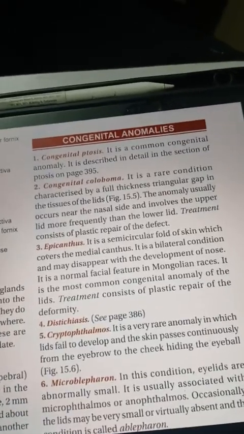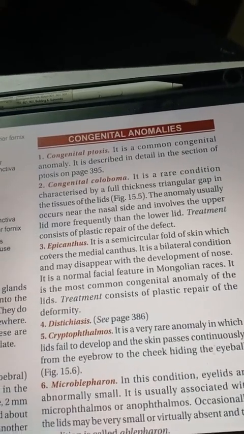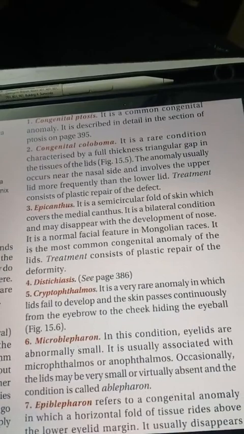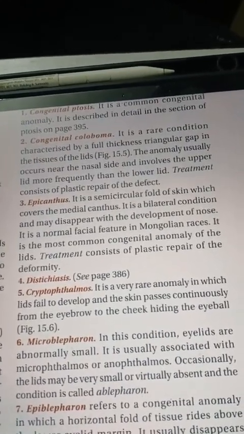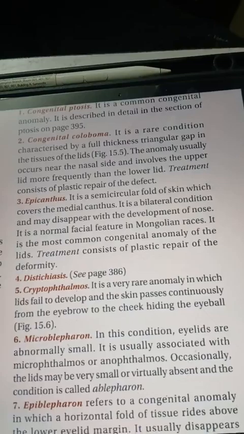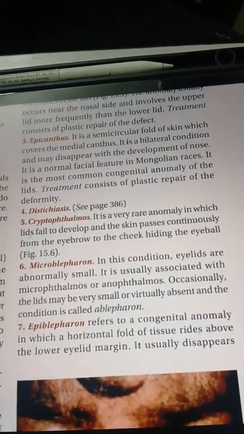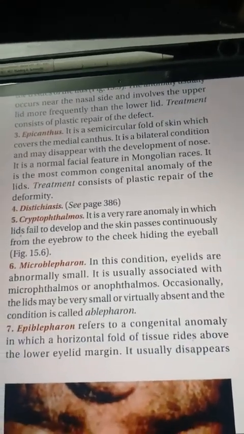Then we talk about congenital ptosis. It's a common congenital anomaly, and congenital coloboma we discussed. Epicanthus is a semicircular fold of skin which covers the medial canthus. It is a bilateral condition that may disappear with the development of the nose, and it is a normal facial feature in Mongolian races, and it's the most common congenital anomaly of the lids. Treatment consists of plastic repair of the deformity.